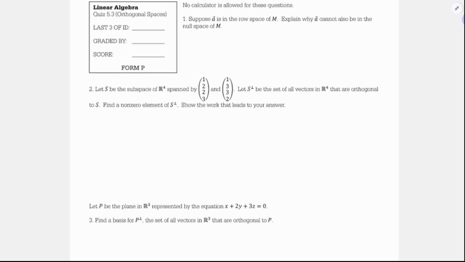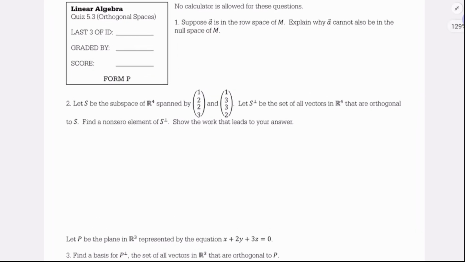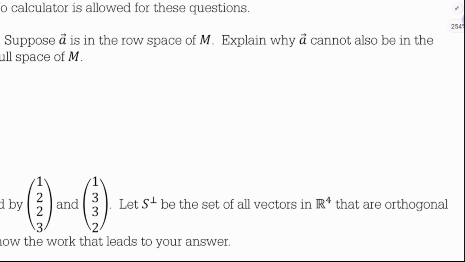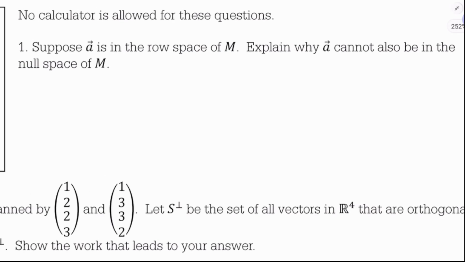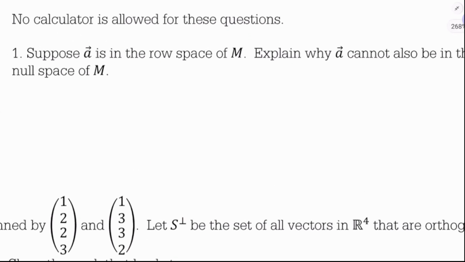This one was particularly challenging for y'all, I think. No calculator was allowed for these questions, and we supposed A was in the row space of M. Explain why A cannot also be in the null space of M. Well, that would be because, as long as M is a non-zero matrix, I think I needed to switch that up, yeah, M is a non-zero matrix.